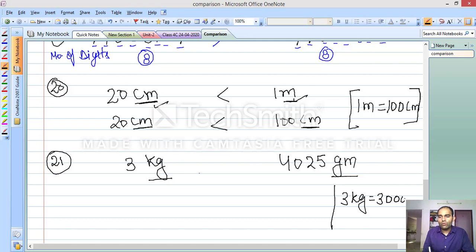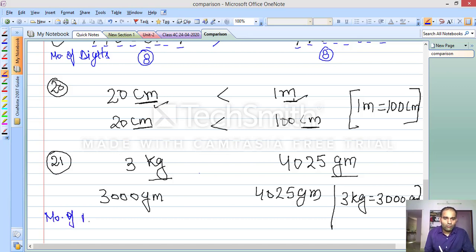What you need to do is add 3 zeros: 3000 gram. Very good. So here is 3000 gram and here is 4025 gram. Which one is greater? Oh sir, we don't know whether 4025 is greater or 3000 is greater. Okay, no issue. Let's follow the same rule.